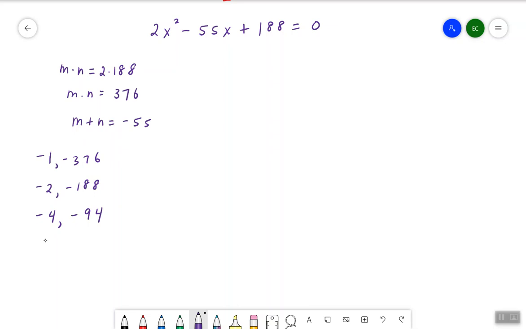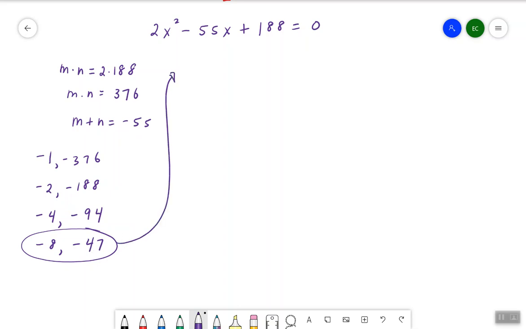but actually we'll get to the answer here pretty quickly. So I just started listing the factors, and then notice that when I get to negative 8 plus negative 47 is in fact negative 55. So these are the two numbers m and n that we want to use to do the factor by grouping.